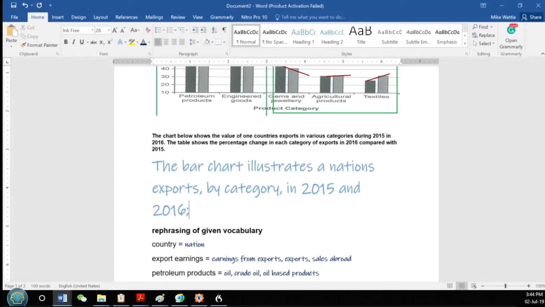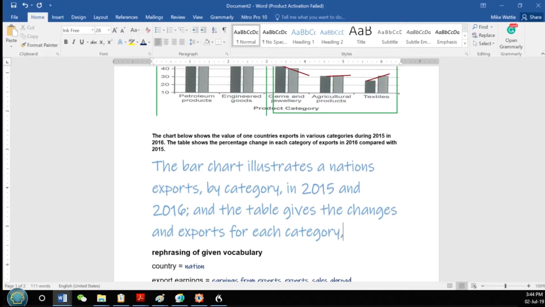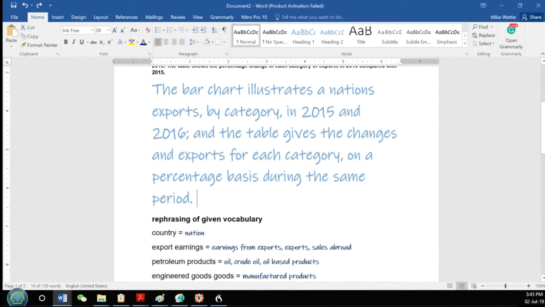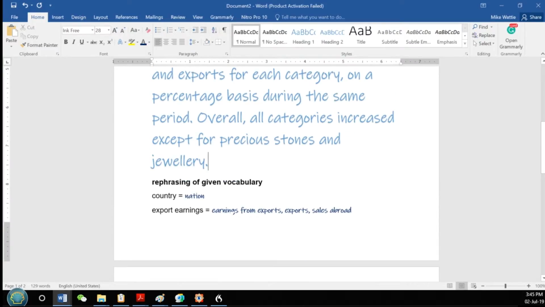And the table gives the changes in exports for each category on a percentage basis during the same period. Overall, all categories increased except for precious stones and jewelry. Now, I should just mention a few things about this overall summary, especially since this is the most important sentence of this whole report. Let me tell you how I got this overall summary and why I chose it.